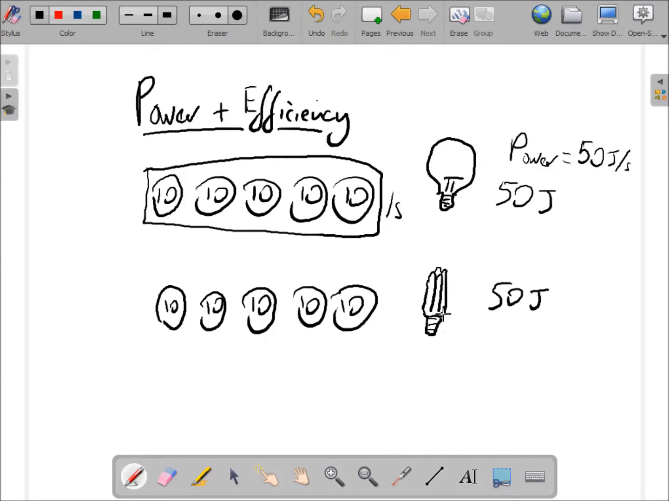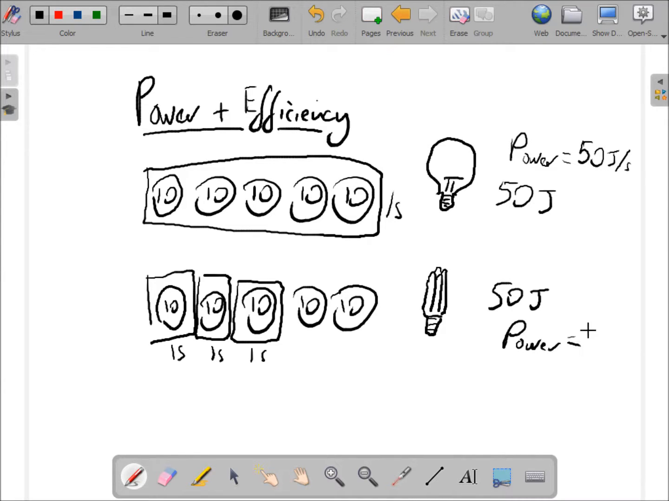Now this one here, we think it's going to use less in a certain amount of time, so what if it used just 10 joules in a second? So in total it might use all of this energy, but in each second it's only using 10 joules. So how much energy it's using per second is its power here, 10 joules per second.